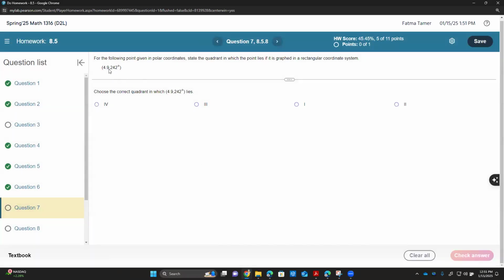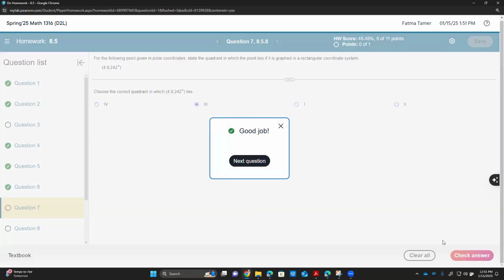For the next one, the angle is 242. So you know that 242 is located in quadrant 3, and its r value is positive. So I get to stay in quadrant 3 for this question.